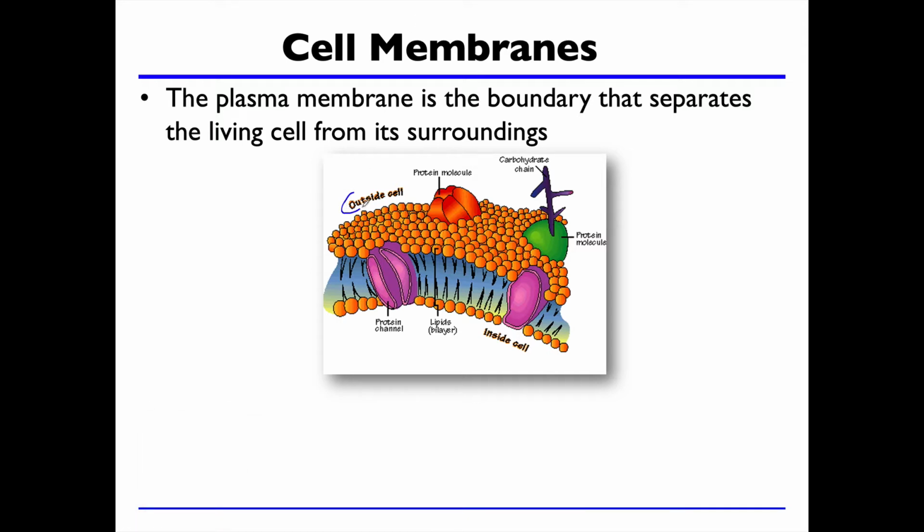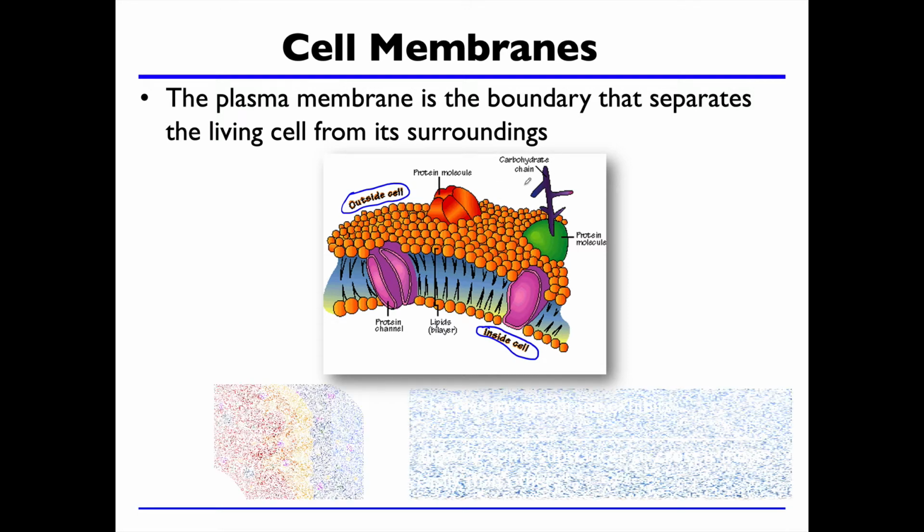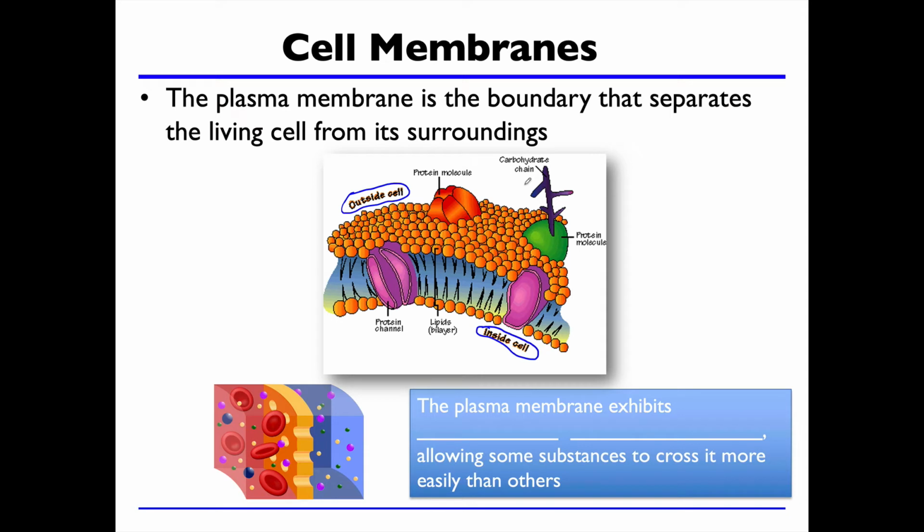Now, both of them happen to have a lot of the same things in common, which is an aqueous environment, one that has a lot of water, but there's a lot of ions and other molecules floating around outside the cell as well as inside the cell, and those concentrations may be different from each other. But overall, we can say that this plasma membrane is a boundary that separates the living cell from its surroundings on the outside.